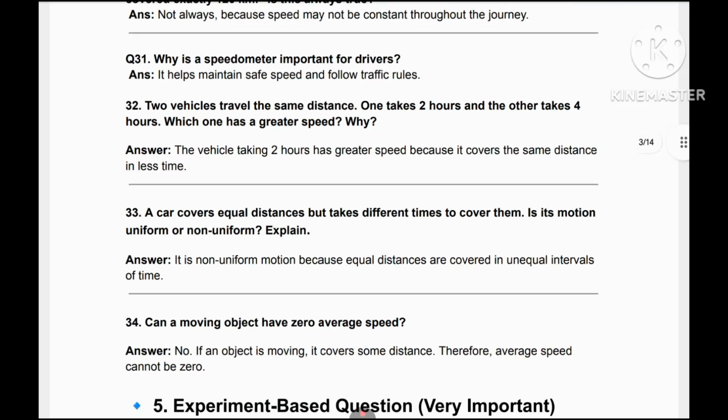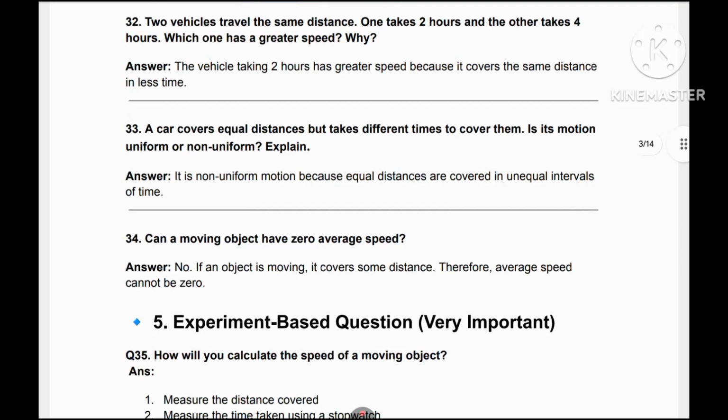Two vehicles travel the same distance. One takes 2 hours and the other takes 4 hours. Which one has a greater speed? Why? The vehicle taking 2 hours has greater speed because it covers the same distance in less time. A car covers equal distances but takes different times to cover them. Is its motion uniform or non-uniform? Explain. It is non-uniform motion because equal distances are covered in unequal intervals of time.